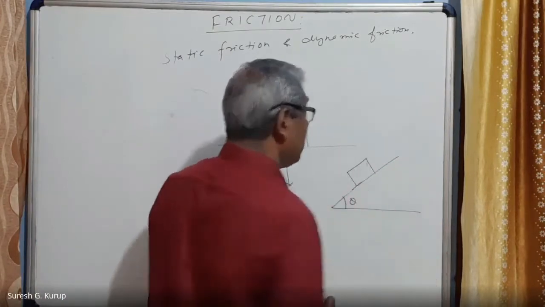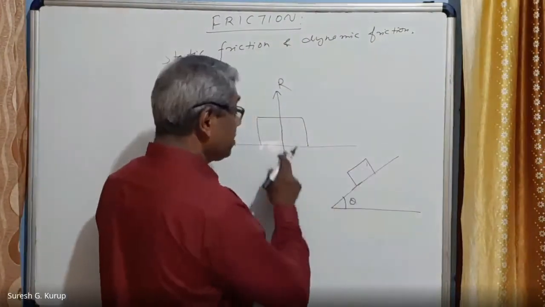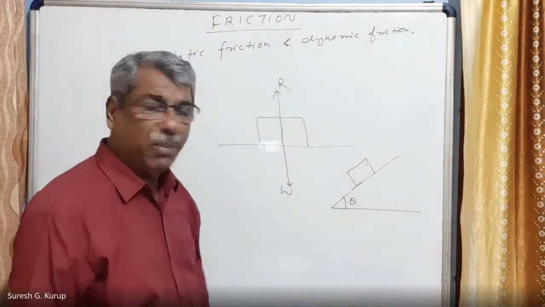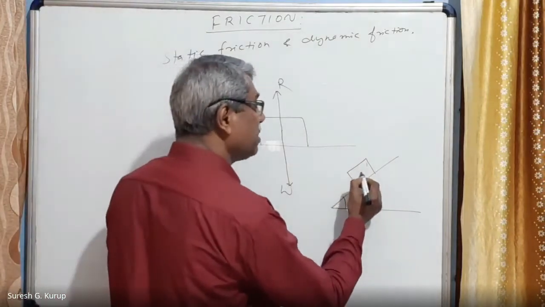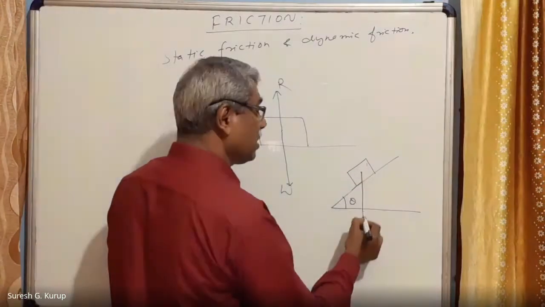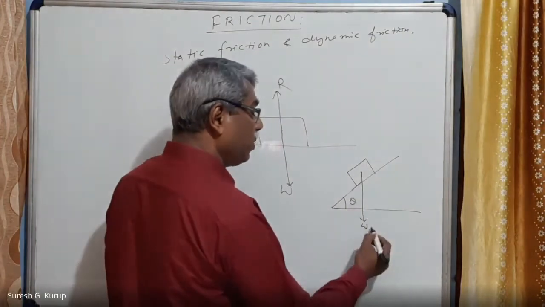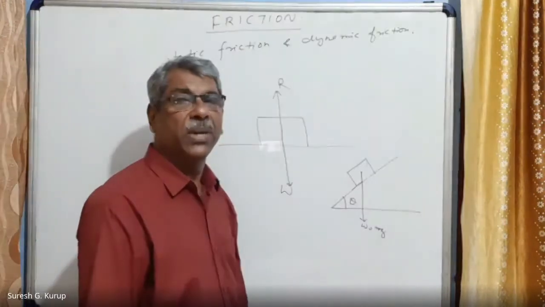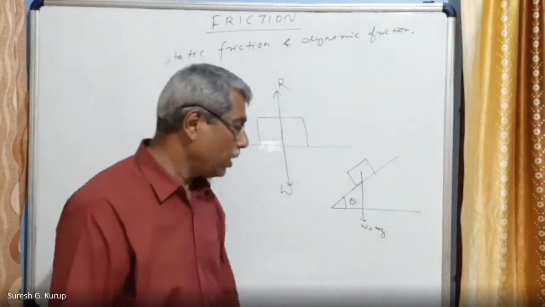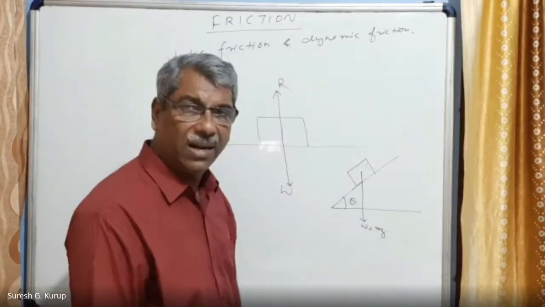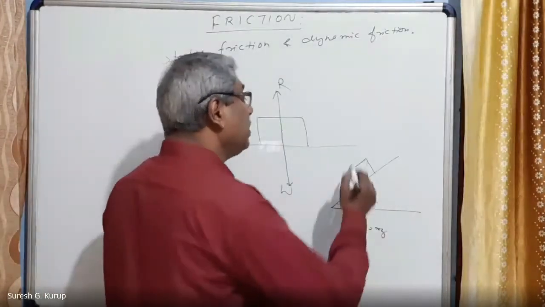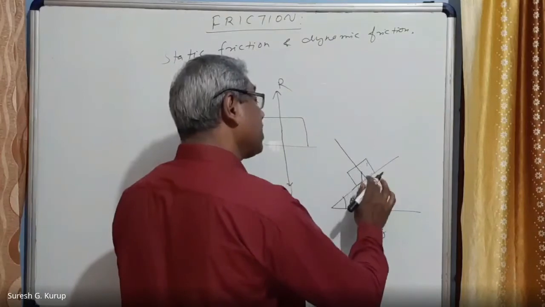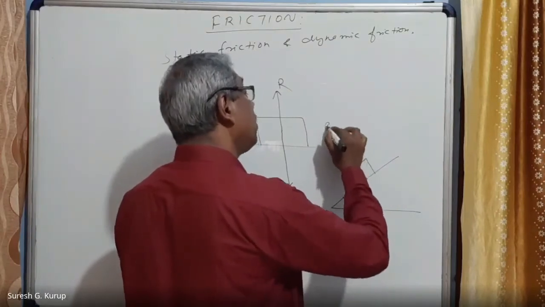Then in this case, W and R are in the same line, but in this case it is different. This is acting vertically downward. This is W, and W is equal to mg. Most of the time W means gravity force. W is equal to mg is acting like this, right? Now the force of reaction, that means normal reaction, is acting along this. This is called a normal reaction.